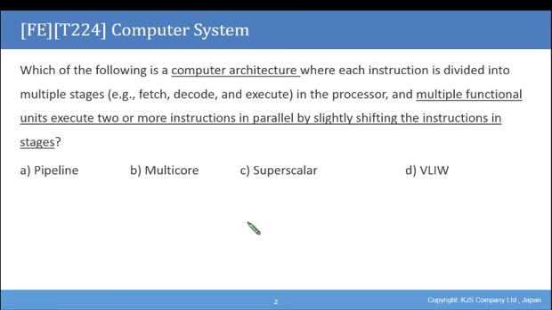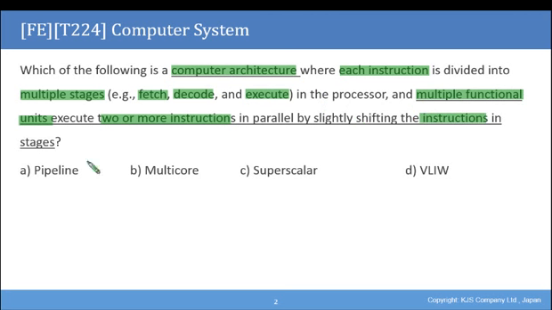FET224 computer system. So in this video we're going to be looking at different computer architectures. So the question here is, which of the following is a computer architecture where each instruction is divided into multiple stages? E.g. we have a fetch stage, a decode stage and an execute stage, amongst other possible stages in the processor, and multiple functional units execute two or more instructions in parallel by slightly shifting the instructions in stages. We have A, pipeline, B, multi-core, C, superscalar, and D, VLIW.